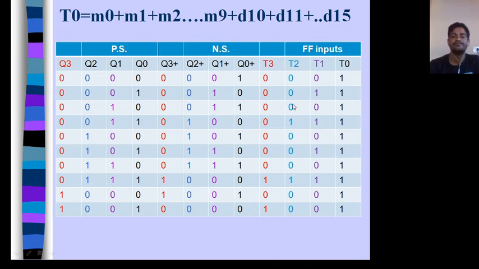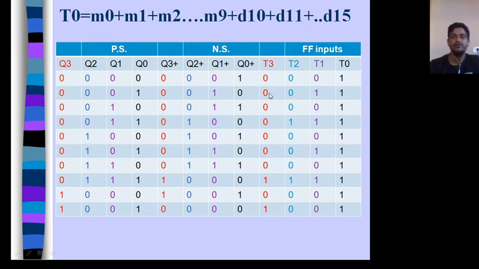Similarly T2. T2 is Q2 XOR Q2 plus, which is indicated by blue color. So 0 XOR 0 is 0, 0. Then there are continuous 3 zeros.